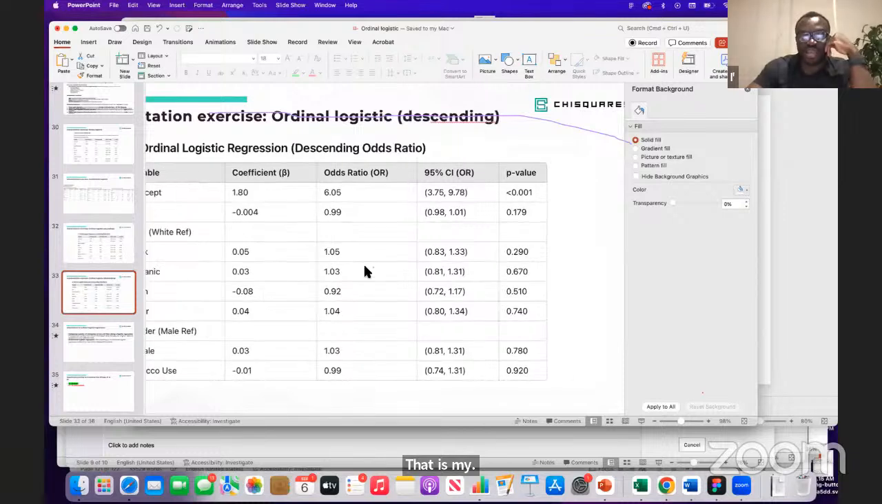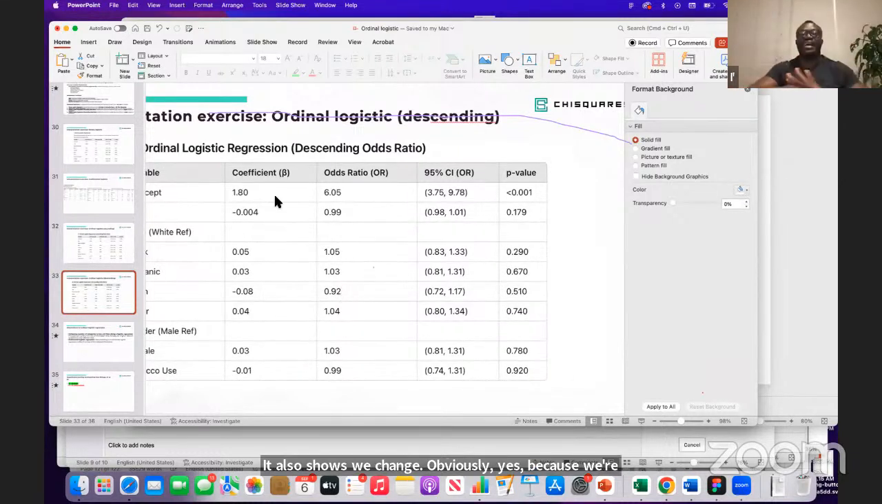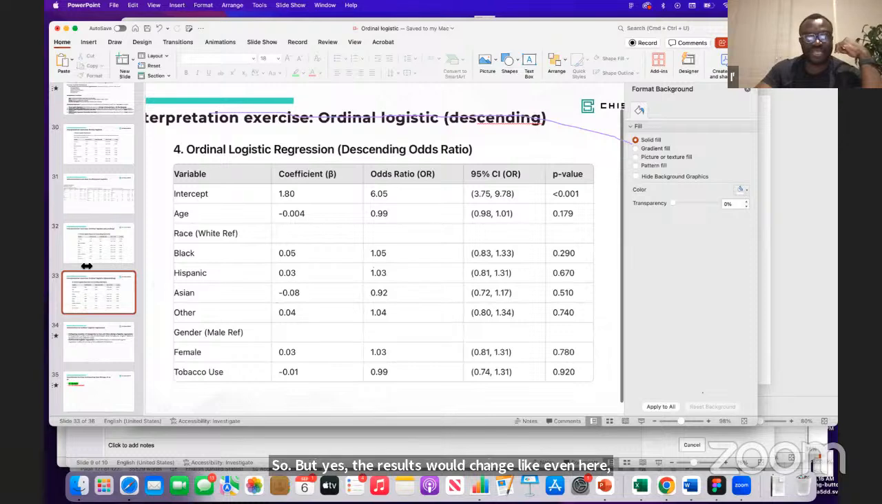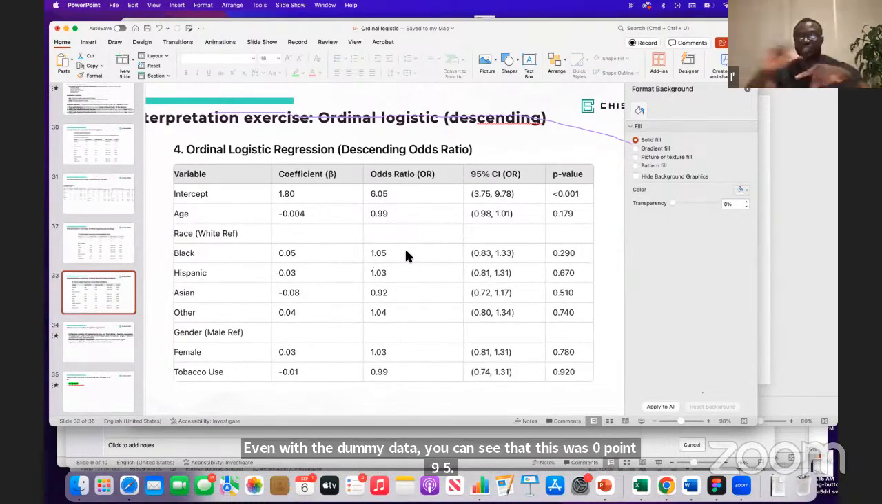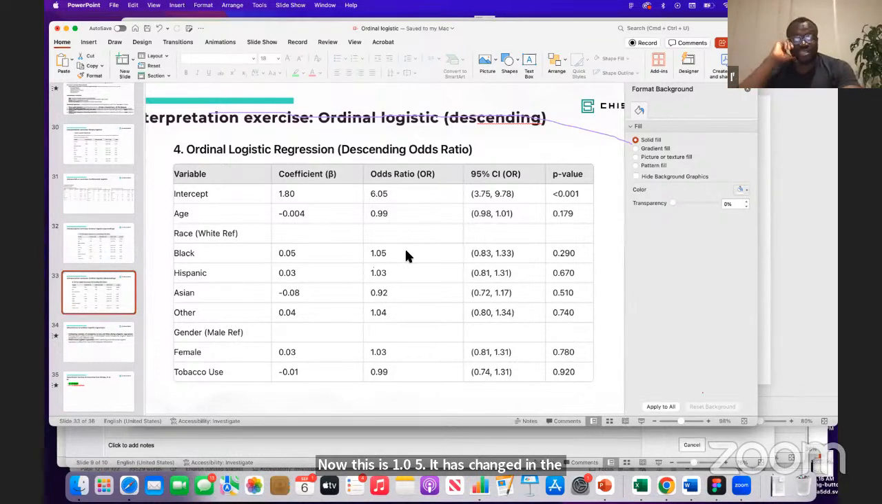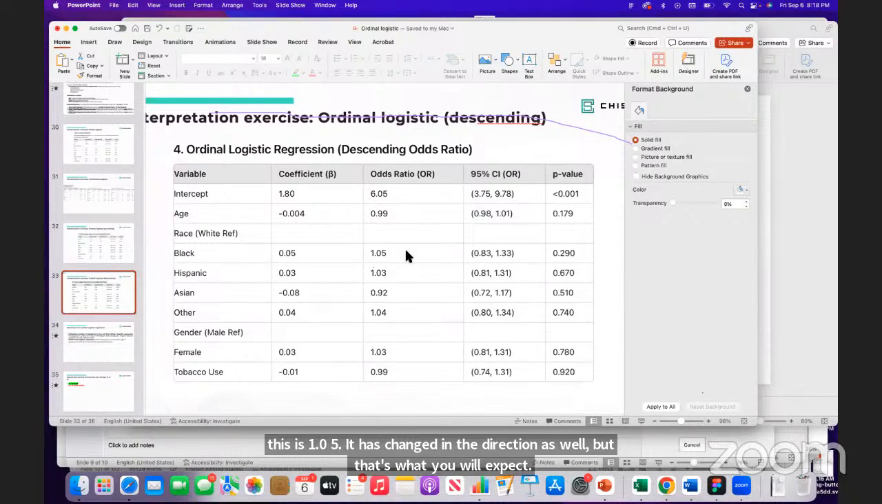So the odds ratios will change, obviously, because we're inverting it now. All these numbers here are hypothetical numbers that were just entered. They don't come from real data. They're just meant to provide instruction. But yes, the results will change. Even with the dummy data, you can see that this was 0.95. Now this is 1.05. It has changed in direction as well. But that's what you would expect. Does that answer your question? Thank you very much. You're welcome.